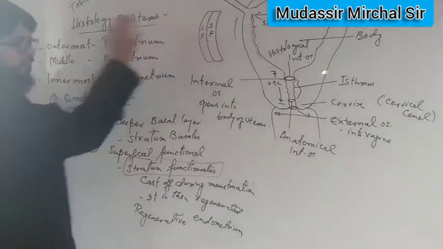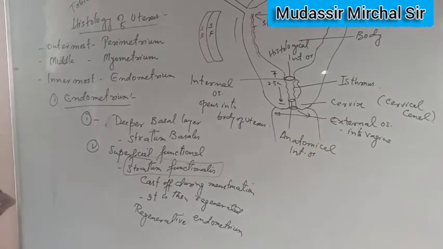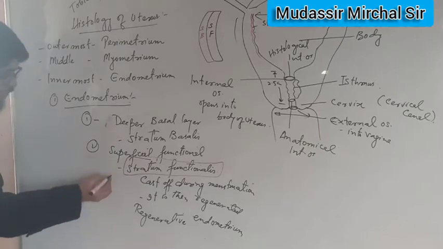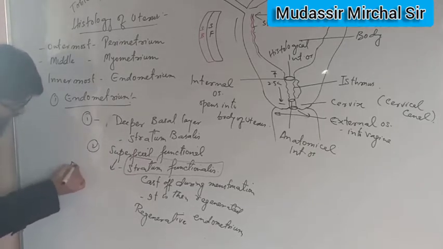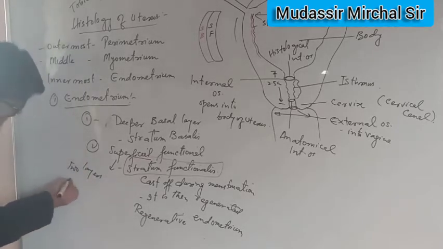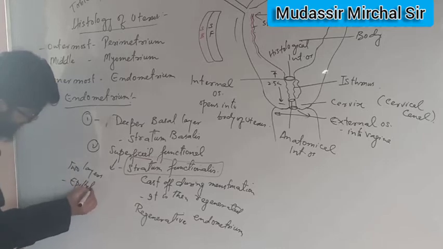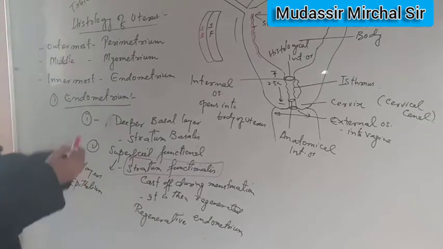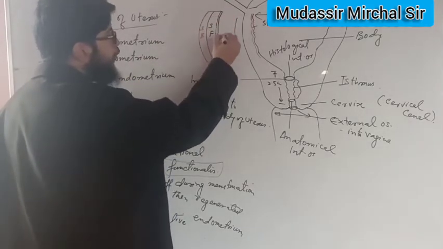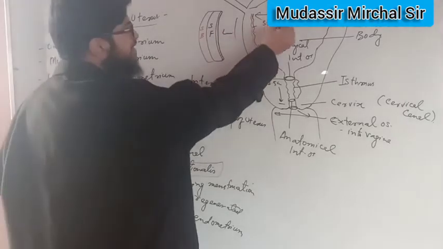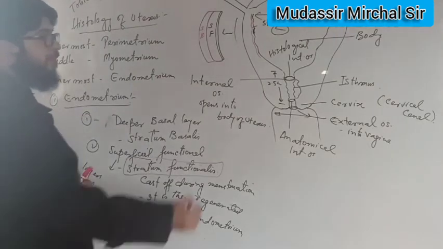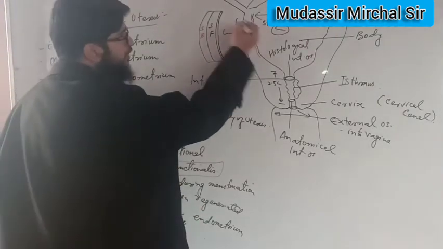Now let me talk about the stratum functionalis separately. Stratum functionalis has two layers. One of the layers is the epithelium. Epithelium is the layer which covers the lumen, the empty space, the cavity, and this is what we call epithelium.